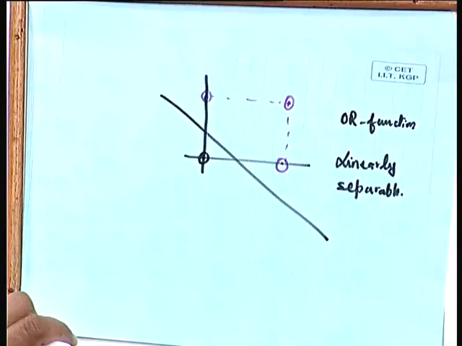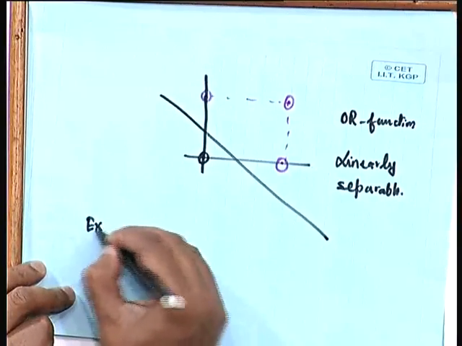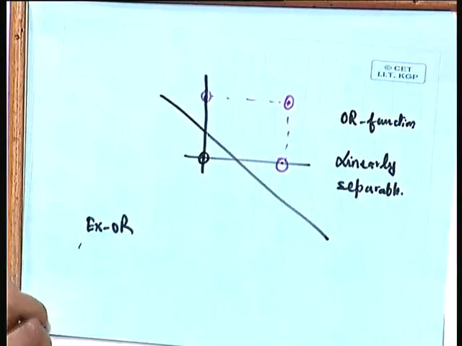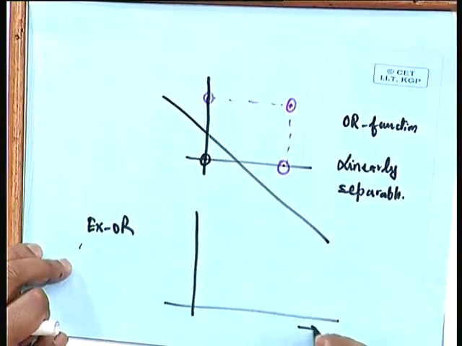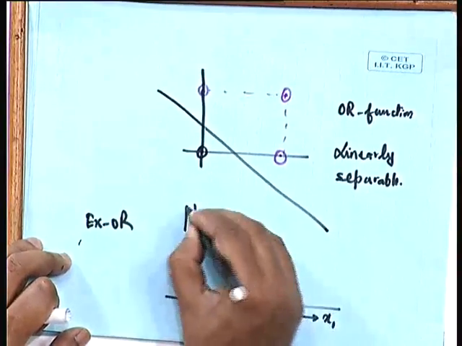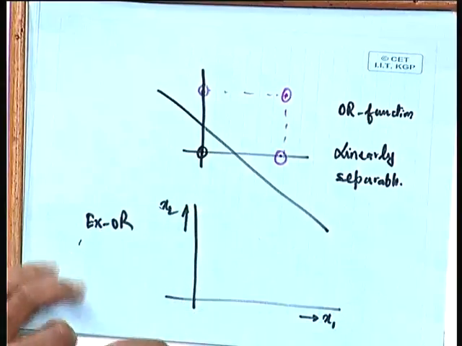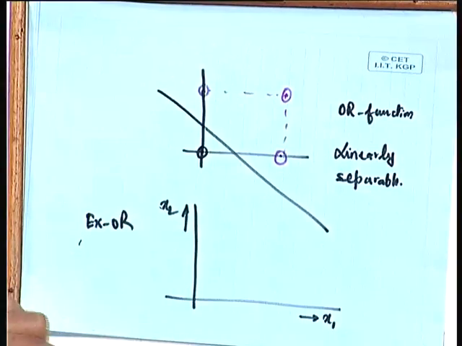Okay. Now, let us take an XOR function. XOR function means what? Again, take the x1 x2 axis, with x1 and x2 both equal to 0, the output is equal to 0.